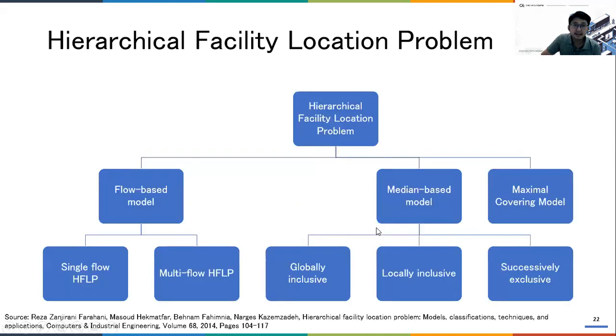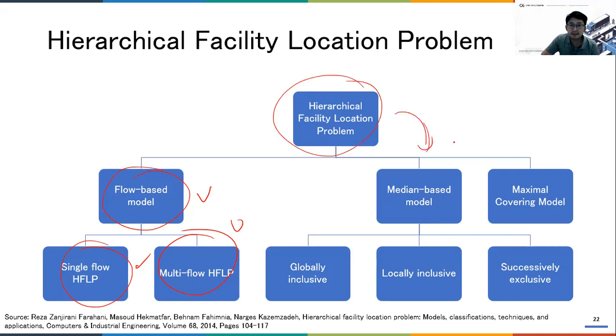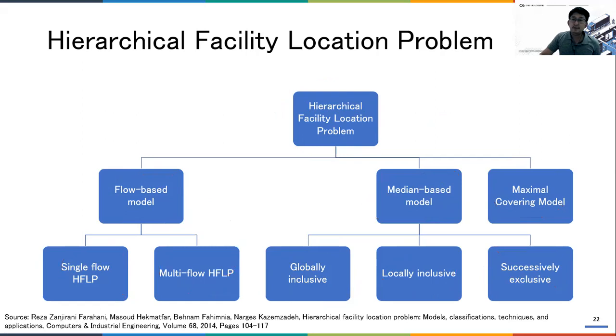And hierarchical facility location can consist of several optimization models. It can be a flow-based model, like single flow and multiple flow. We will discuss this one. Or it consists of the ones that we discussed earlier, whether it's median-based or maximal-based. Median-based can be globally inclusive, locally inclusive, and successive inclusive. So these are only the models themselves.